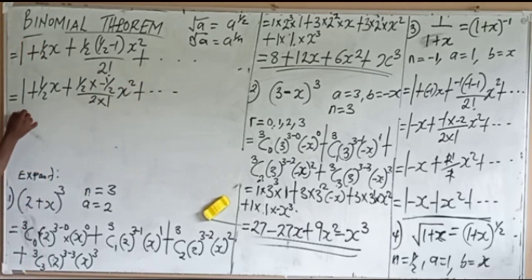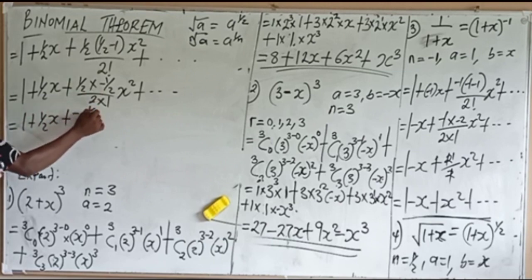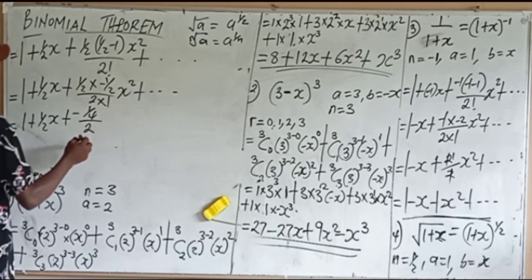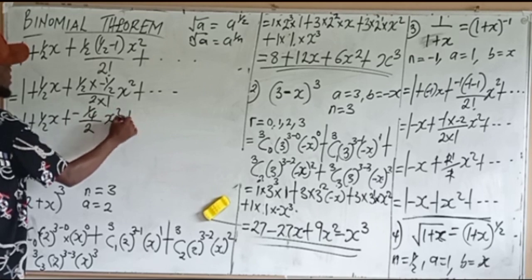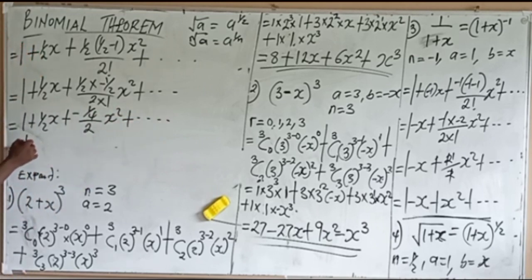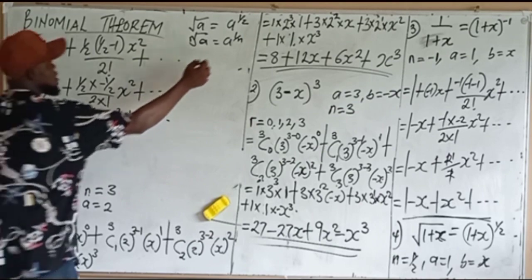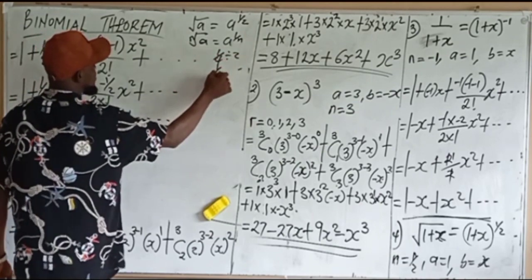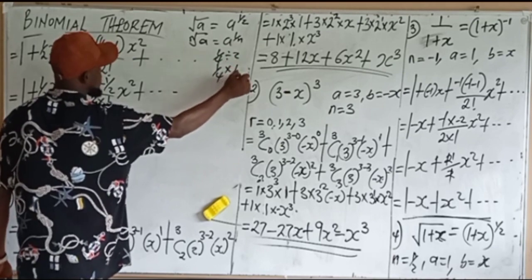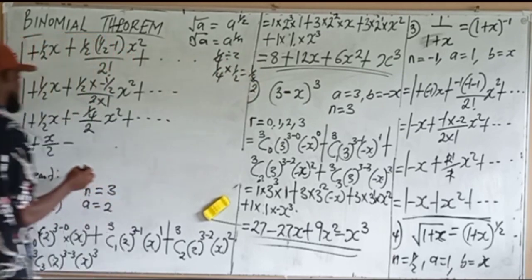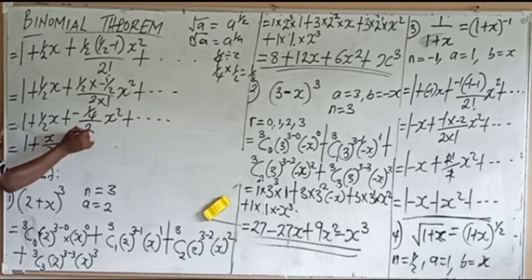So this will be equal to 1 plus half x. That is plus this one times this, that will give us minus 1 over 4 over 2 x squared plus dot dot dot. So this will give us 1 plus 1 times x, half x means x over 2. Then minus times plus is minus. So look at this. You're having 1 over 4 divided by 2. That is 1 over 4 times the reciprocal of 2, that is 1 over 2. That will be 1 over 8. Or you just say 4 times 2, that will give us 1 over 8.